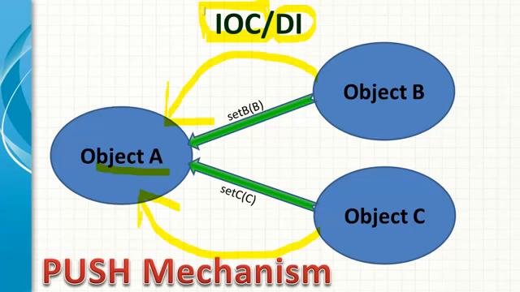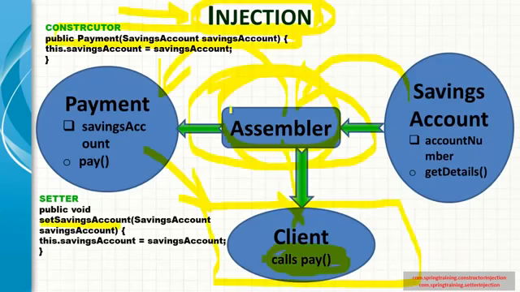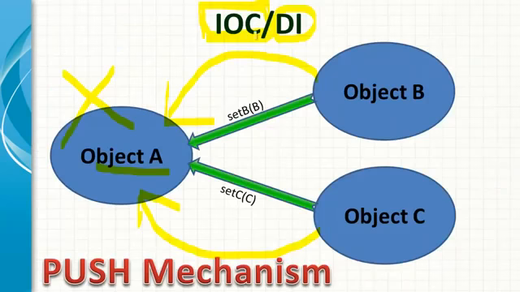That is, control is reversed, and control has been given to the framework, to the assembler, to the IOC container, that if object A needs it, you push it. Now the control does not lie with the object. The control lies with the assembler. So that's what is inversion of control. Object A was controlling what it needs. Now the assembler and the framework and the container controls what it needs, and that's what is inversion of control. Right? You clearly understand what is IOC and dependency injection now.